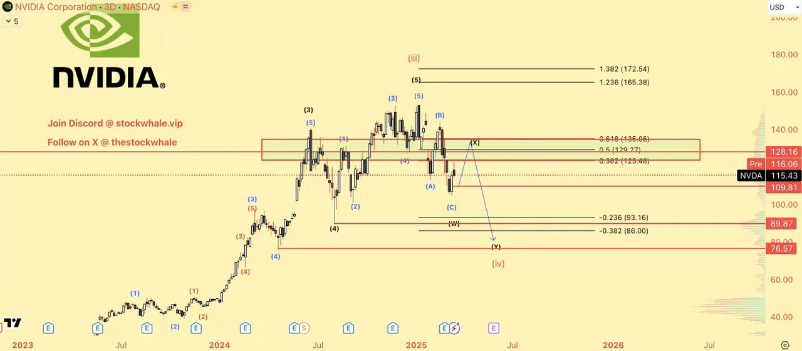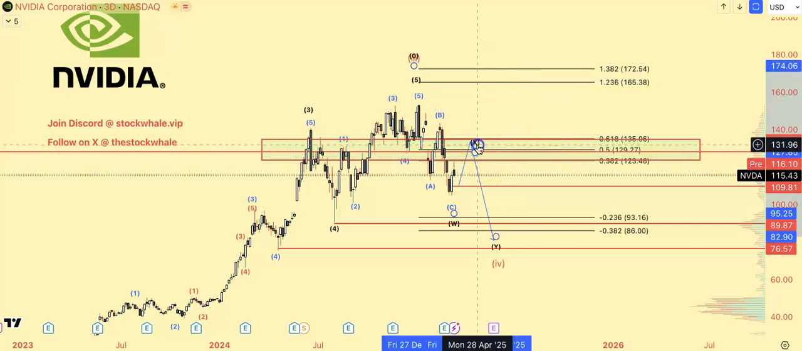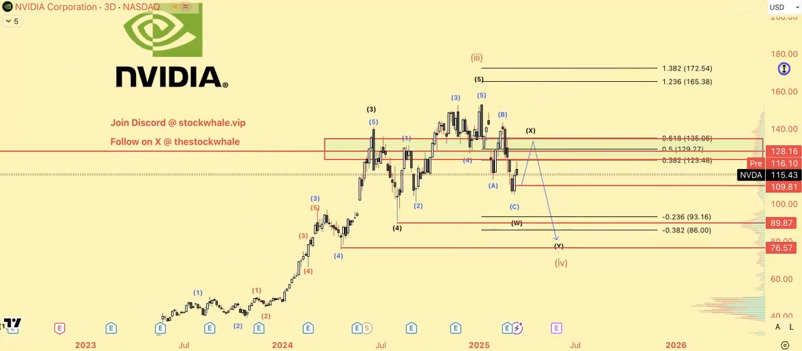So if NVIDIA does something funky like this, right, you're not going to lose money, you're not going to gain any money, right? So you're in a risk-free trade. So that's your setup, guys, for NVIDIA.